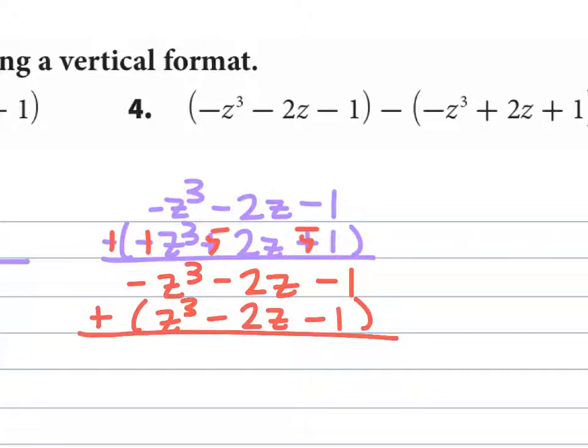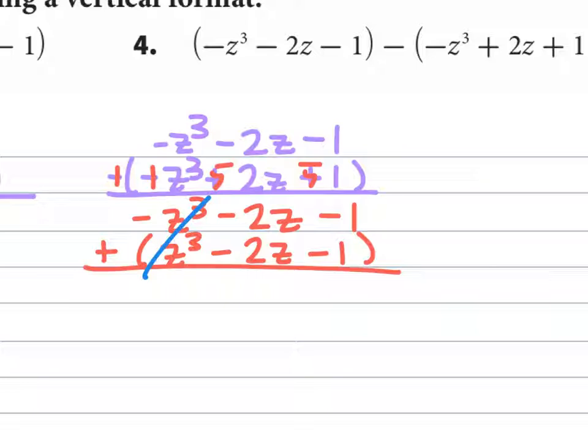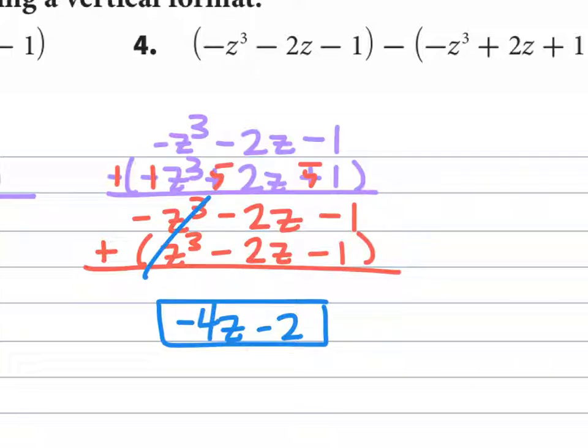So now combine your like terms. Negative z cubed plus z cubed is going to cancel those out to just give us nothing for them. And then the negative 2z minus 2z is negative 4z. And negative 1 minus 1 is negative 2. So negative 4z minus 2.